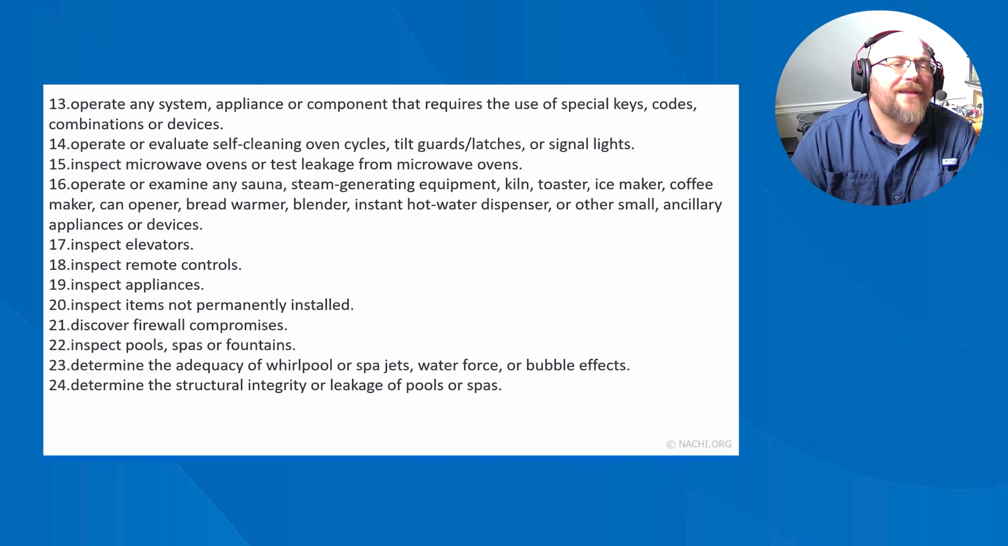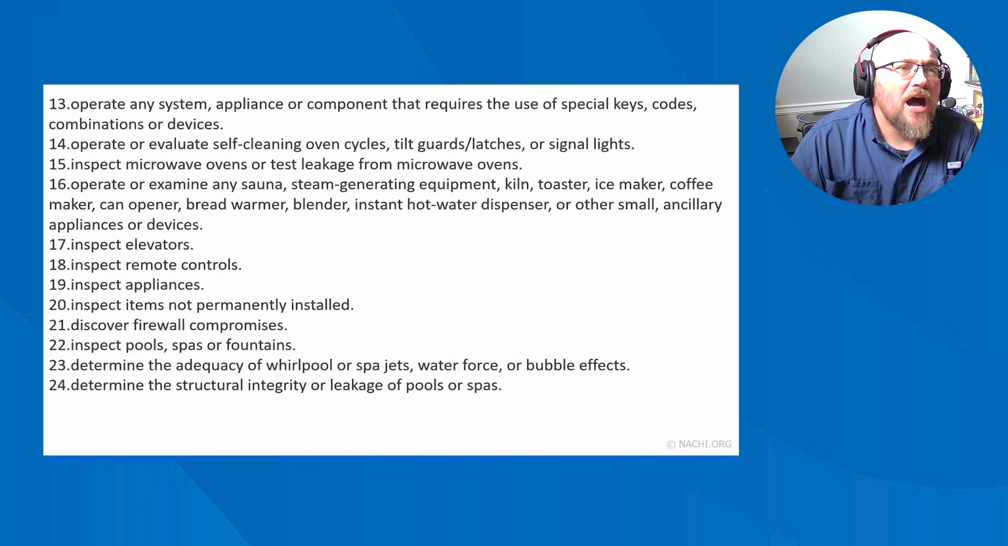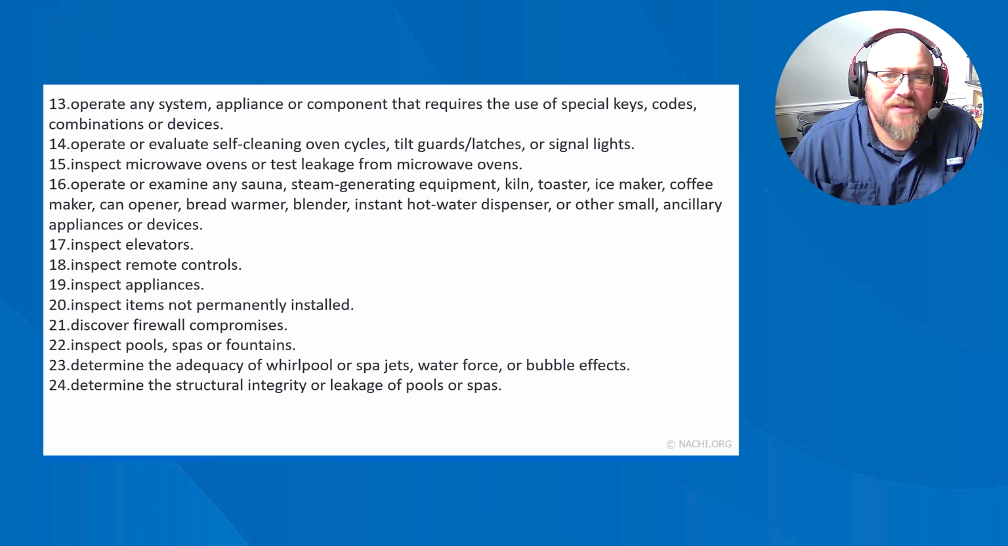All right. Oh, and a few more here. Inspector is not required to operate any system, appliance, or component that requires the use of special keys, codes, combinations, or devices. Operate or evaluate self-cleaning oven cycles, tilt guards, latches, or signal lights. Inspect microwave ovens or test leakage from microwave ovens. Operate or examine any sauna, steam generating equipment, kiln, toaster, ice maker, coffee maker, can opener, bread warmer, blender, instant hot water dispenser, or other small ancillary appliances or devices.